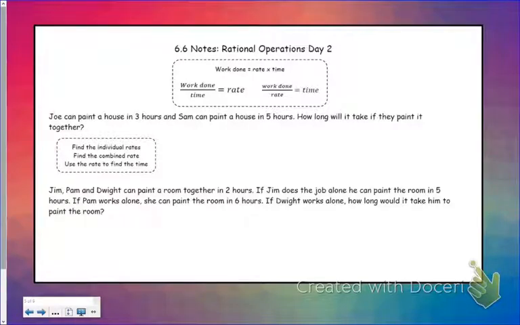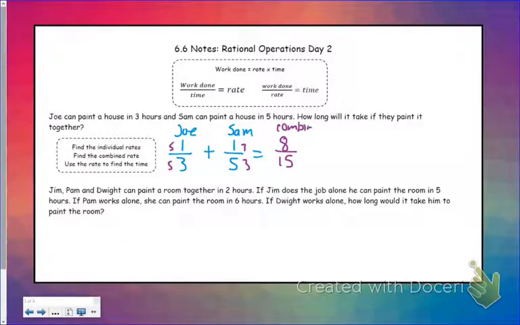So the first step is to find their individual rates. Joe's rate is that he can paint one house in 3 hours. Sam's rate is that he can paint one house in 5 hours. If we want to find their combined rate, we are going to add those together. Well, in order to add them, we need a common denominator. So that gives me 8 over 15. That is their combined rate.